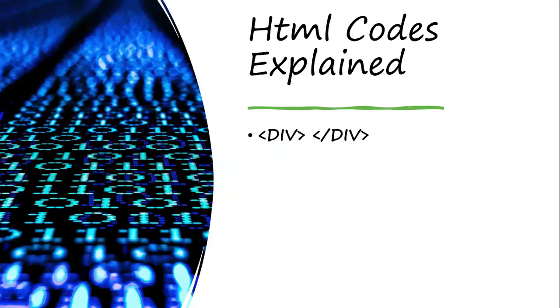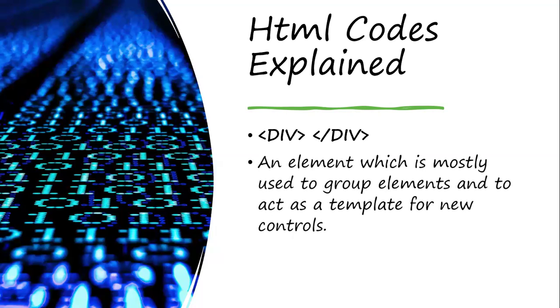Let's see the other code, that is the open tag div and close tag div. So this div is a dividing HTML tag. It is an element most used to group elements and to act as a template for new controls. So this is the other HTML tag that is used to group elements and act as a template for the new controls that can be indicated within your HTML document.